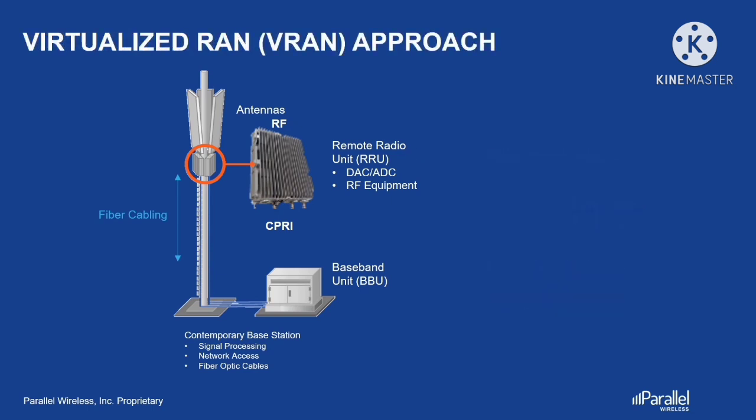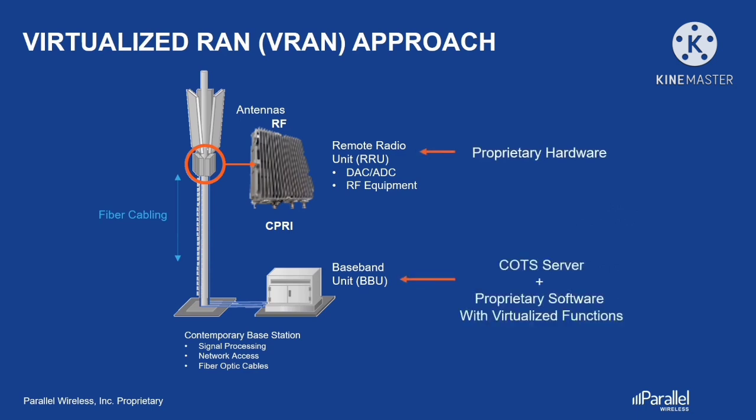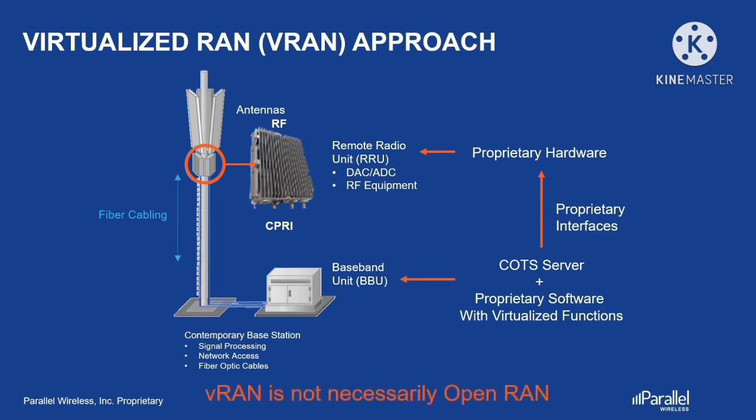When we talk about virtualized RAN, or vRAN, the RRH is still proprietary hardware. The BBU is proprietary software with virtualized functions running on a COTS server. But the interfaces between the BBU and RRH are still proprietary. It is worth emphasizing that vRAN is not necessarily Open RAN.